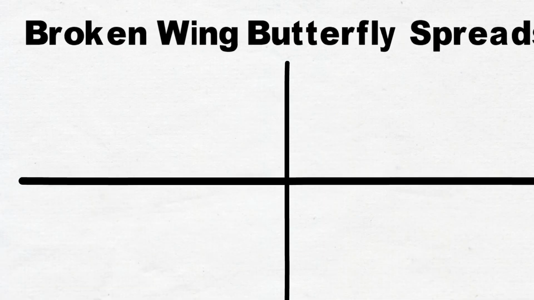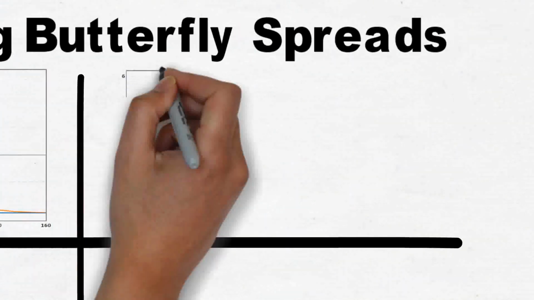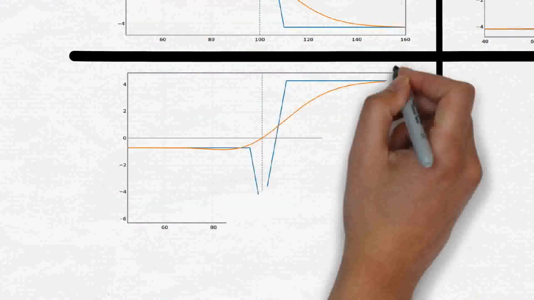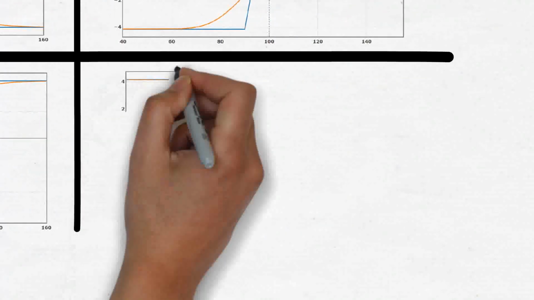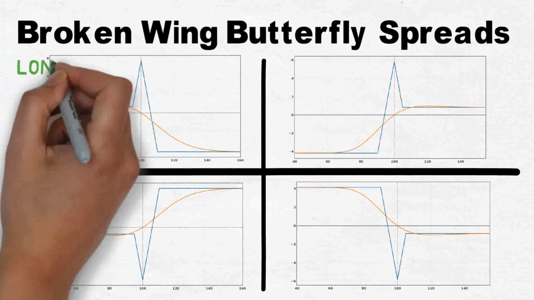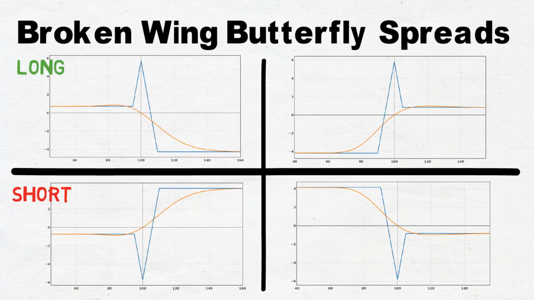There exist 4 different types of broken wing butterflies. The long call broken wing butterfly, the long put broken wing butterfly, the short call broken wing butterfly, and finally the short put broken wing butterfly. Short broken wing butterflies are also referred to as inverse broken wing butterflies.